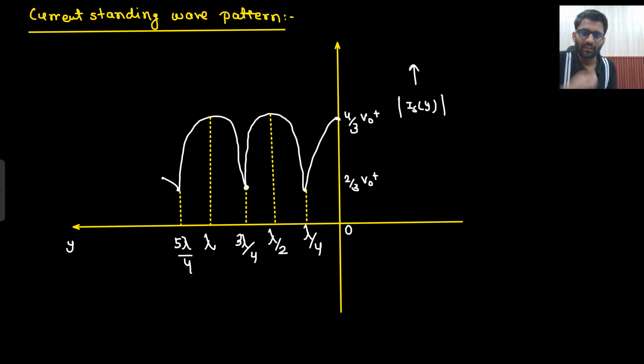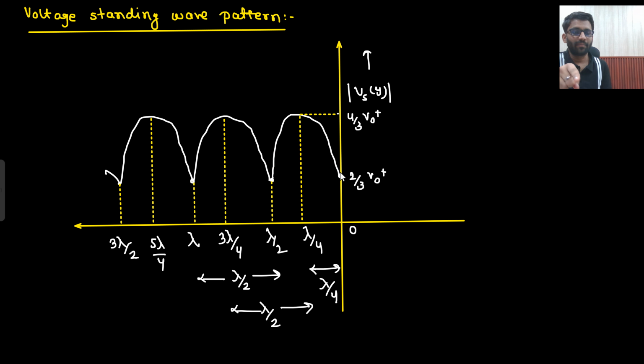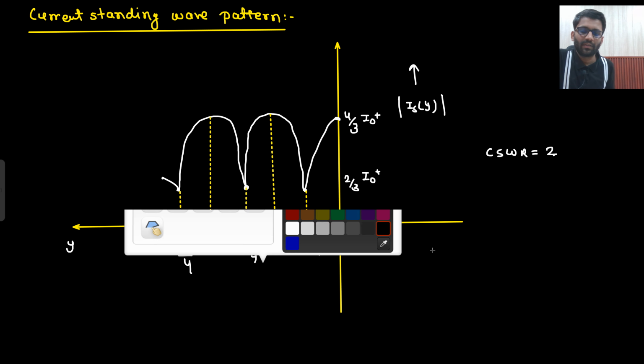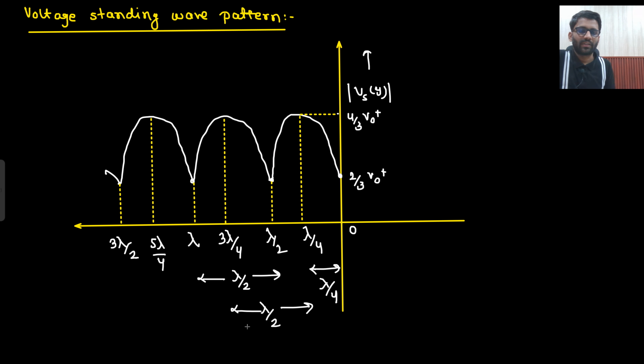This will be your ISY. This will be 4 by 3 I naught plus. This will be 2 by 3 I naught plus. Here initially there was voltage minima, so here it will be current maxima. That's it. So what is my current standing wave ratio here? 4 by 3 divided by 2 by 3, that would be 2 only. And what is your voltage standing wave ratio here? That is also 2 only.